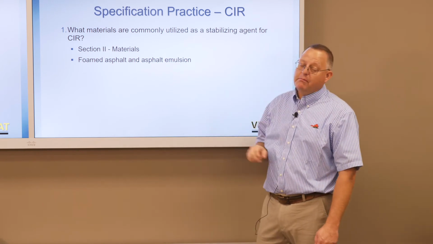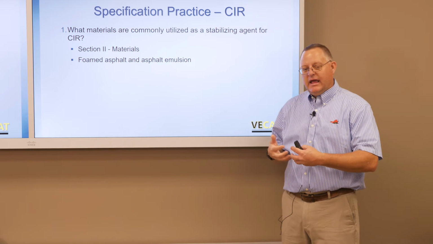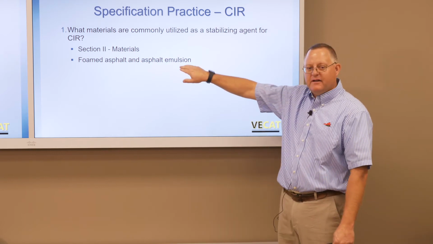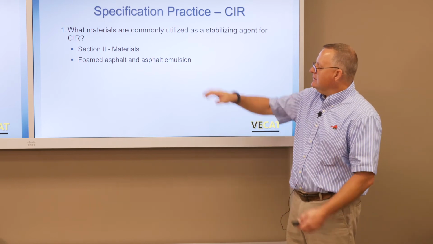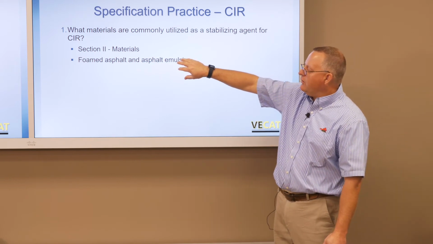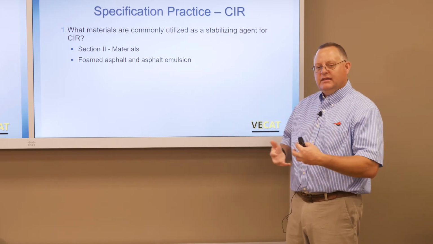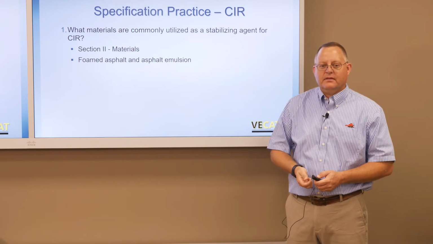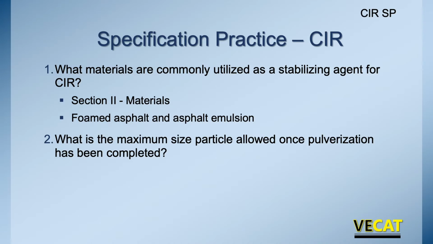We have an asphalt emulsion, which is water and liquid asphalt mixed in proper proportions with some other modifiers that again is used, injected into the material, into the housing of the cold in place recycler, and again that's used to coat, and then that becomes the binding agent to stabilize that layer. So 2 different materials are called for in that section.